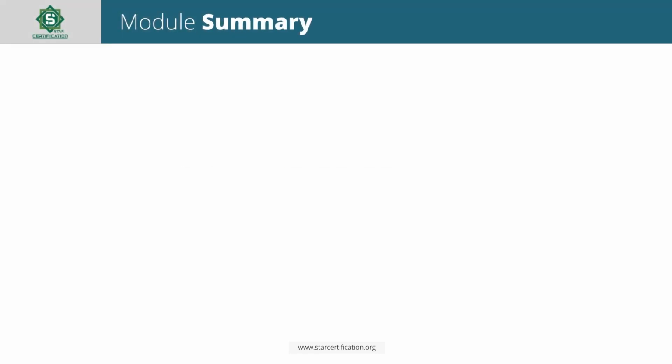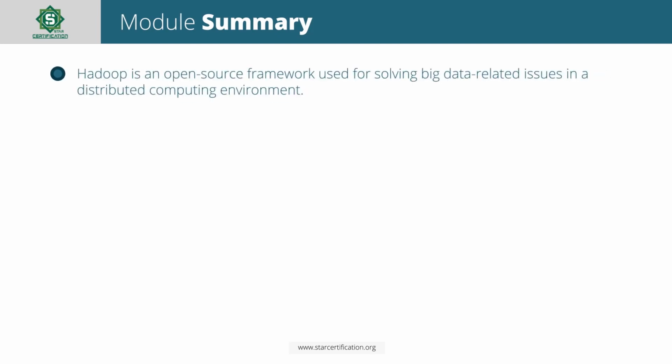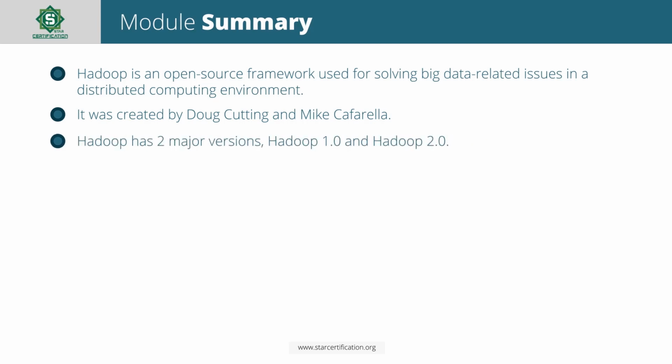Module summary. This concludes the Big Data and Hadoop module. Let's take a few minutes to summarize the key points of this module. Hadoop is an open-source framework used for solving big data-related issues in a distributed computing environment. It was created by Doug Cutting and Mike Cafarella. Hadoop has two major versions, Hadoop 1.0 and Hadoop 2.0. Hadoop 3 is the latest version of Hadoop.